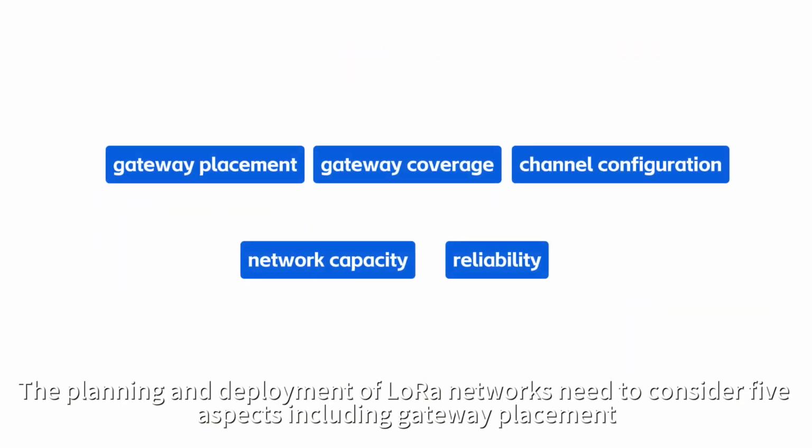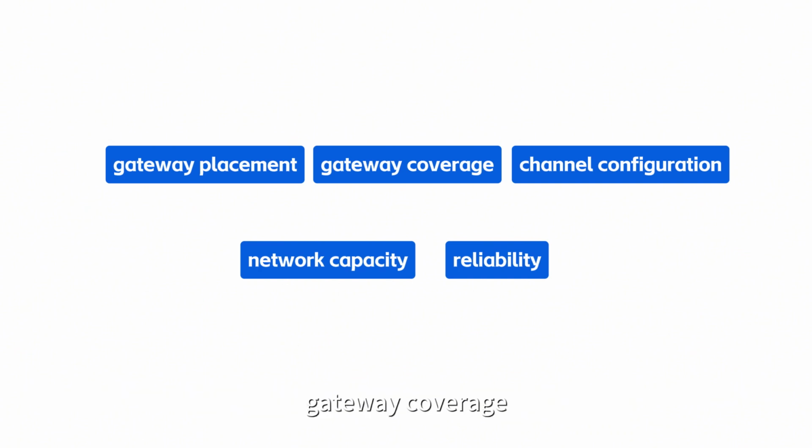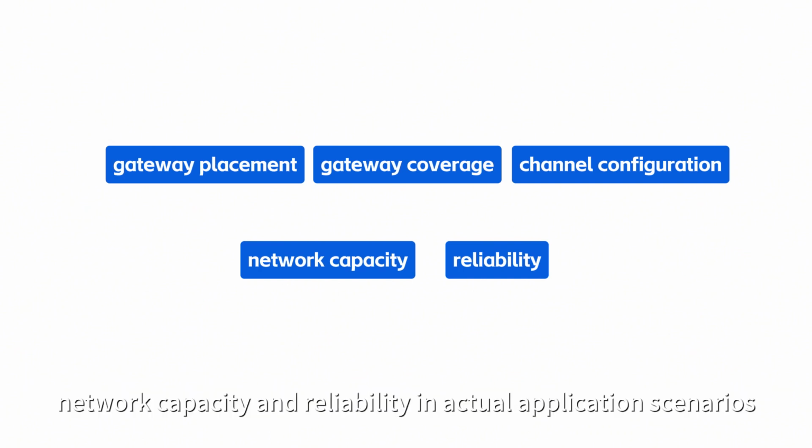The planning and deployment of LoRa networks need to consider 5 aspects including gateway placement, gateway coverage, channel configuration, network capacity, and reliability in actual application scenarios.